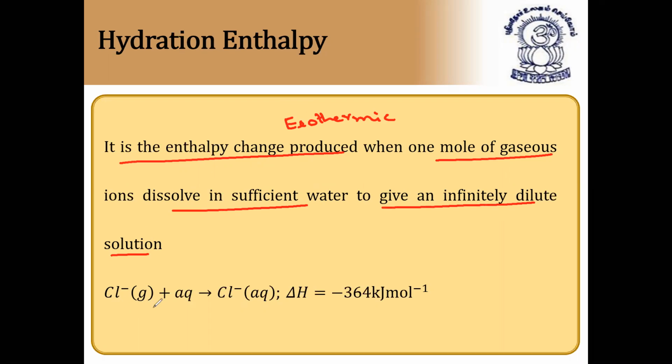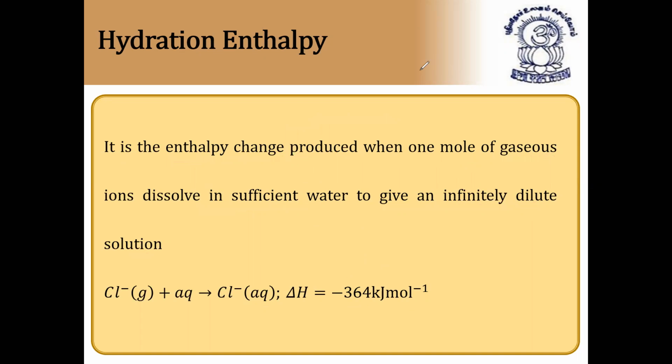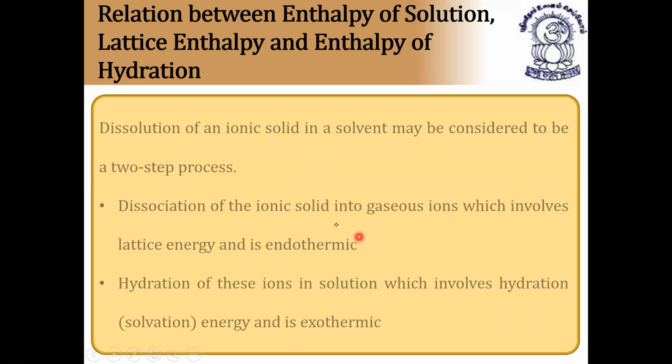So here chloride gaseous ions, when dissolved in water, form chloride ions aqueous. Its enthalpy is minus 364 kilojoules per mole, meaning this much heat is produced when chloride gaseous ions are dissolved in water. So this is called hydration enthalpy: when 1 mole of gaseous ions is dissolved in sufficient water to form an infinitely dilute solution, the enthalpy change produced. I hope it is clear. So hydration enthalpy is always exothermic in nature.